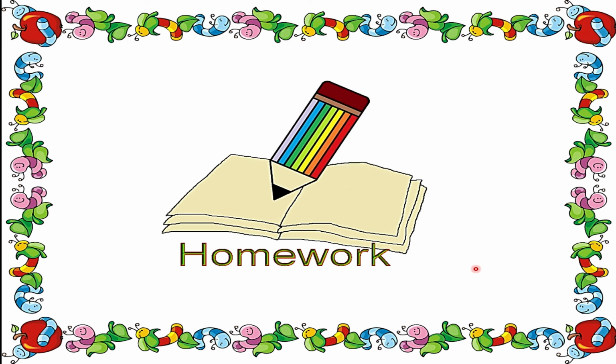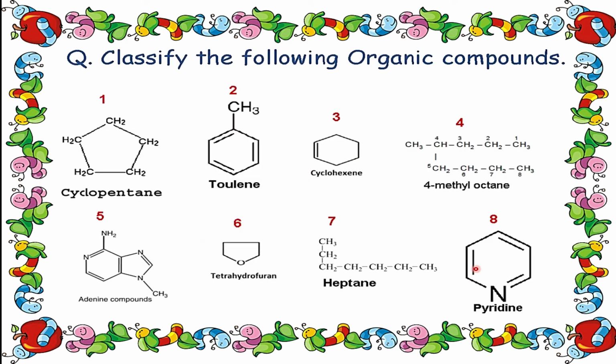Now it's time for some homework. Classify the following organic compounds. You have studied different classes of organic compounds according to their structures. So few structures are given over here. Looking at these structures, classify each of these compounds. First one is cyclopentane, second is toluene, third is cyclohexane, fourth is 4-methyl-octane. The name of the compound is 4-methyl-octane. Fifth is adenine compound. Sixth is tetrahydrofuran. Seventh compound name is heptane. Eighth compound name is pyridine.